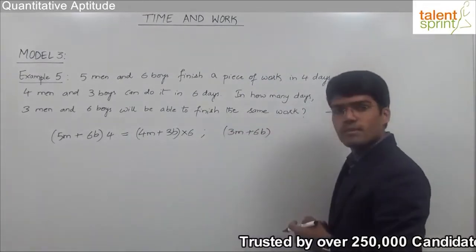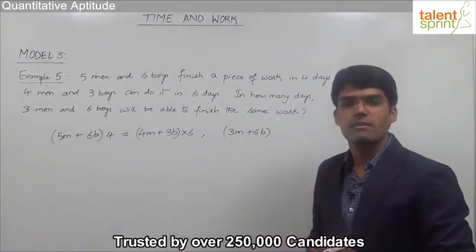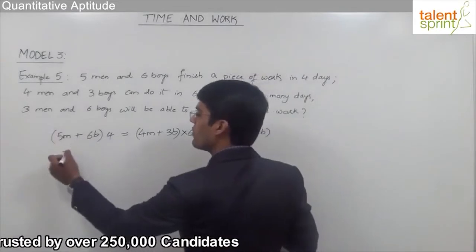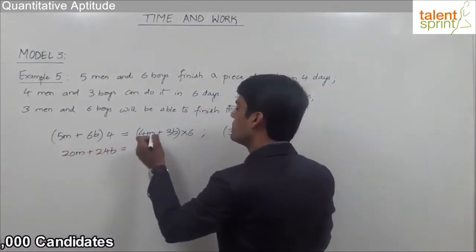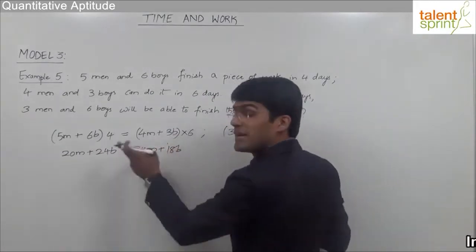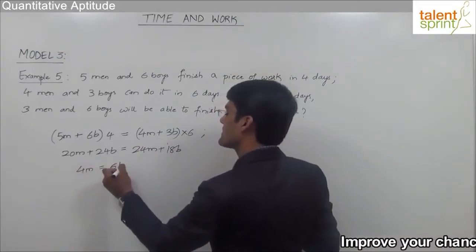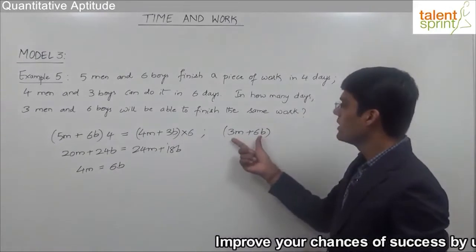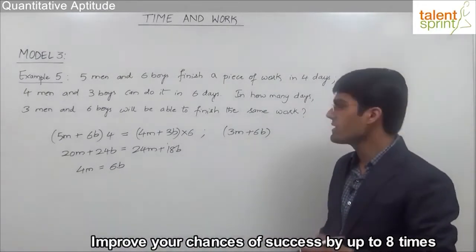Now from this equation, let us first establish the relationship between the number of men and the number of boys. So 5 into 4 is 20 men plus 24 boys should be equal to 6 fours, 24 men plus 18 boys. Now by simplifying this, we can say that 4 men will be equal to 6 boys. Now with the help of this relationship, let us try to convert the given group only in terms of men or only in terms of boys.